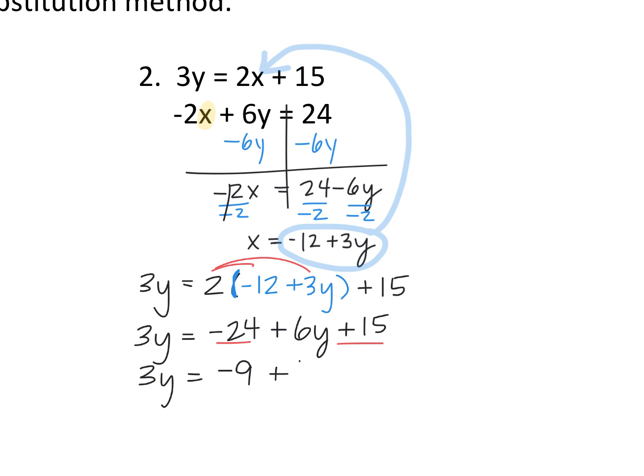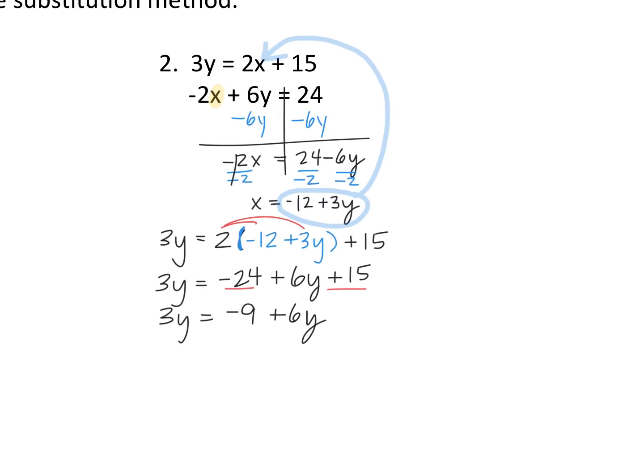-9. Remember, if you have variables on both sides, you do have to move them to one side. And get -3y. So if I divide by -3, you should get +3.